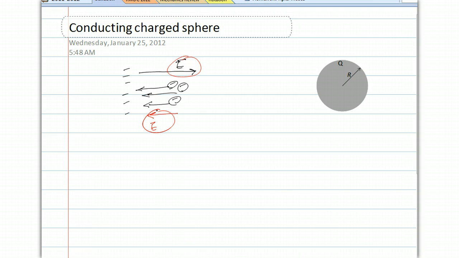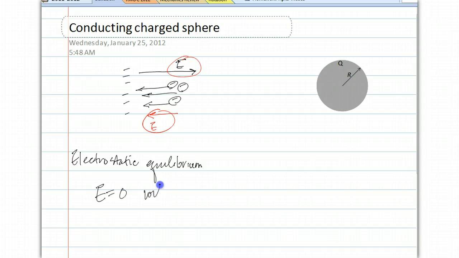The equilibrium configuration will occur. That is, electrons will stop moving when, of course, the electric field inside of the material is equal to 0. And so the condition of electrostatic equilibrium means that within this conducting material, the electric field is equal to 0. That's within the conducting material. The electric field is equal to 0.